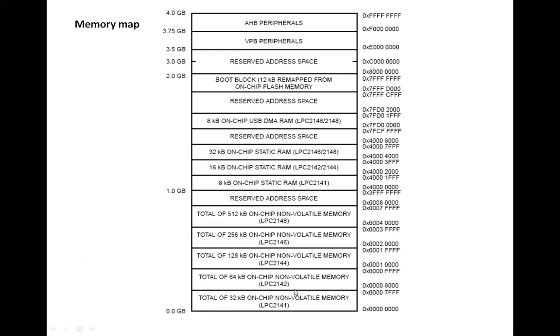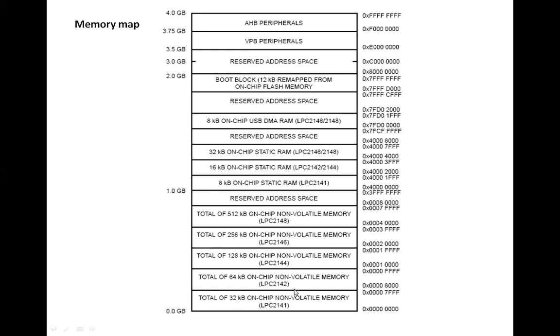Initially non-volatile memory slots are given, then reserved address space will be there. Then static RAM slots are available, then again DMA RAM slots will be there, and later on flash memory slots will be starting, and last you can see VPB peripherals as well as AHB peripheral slots there.